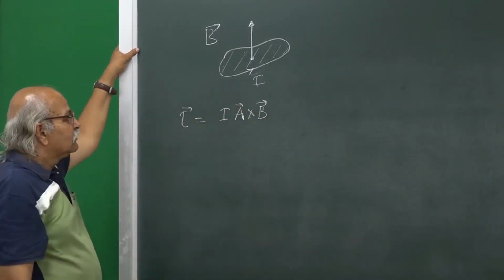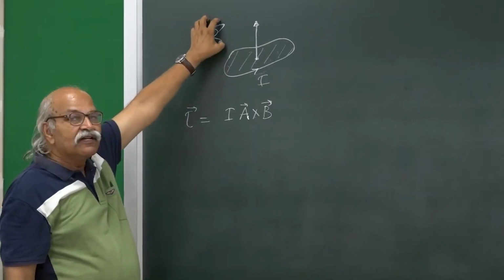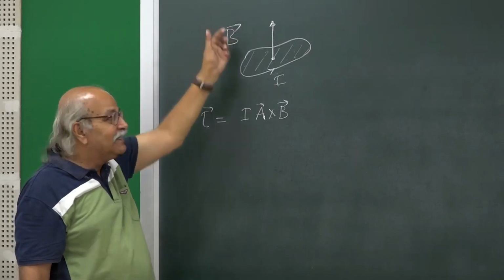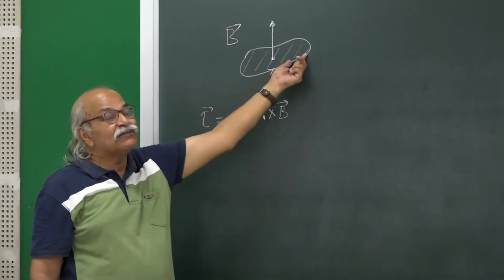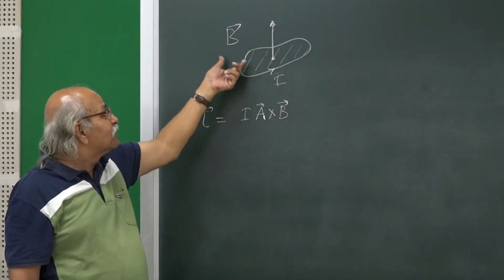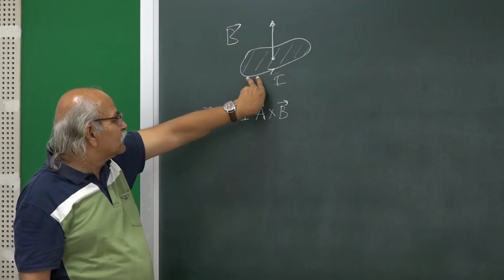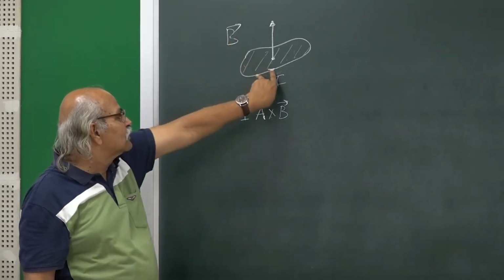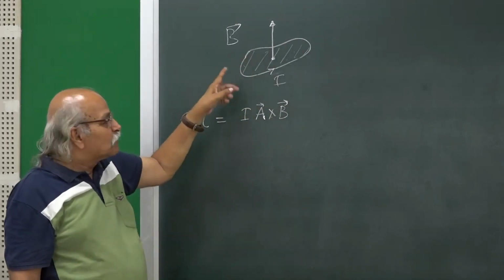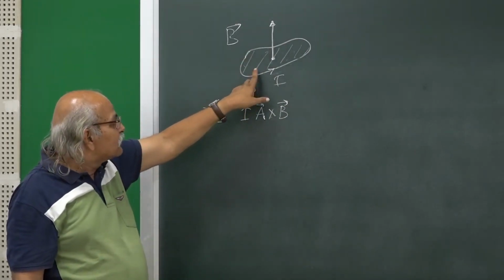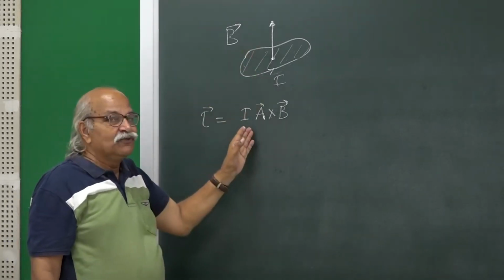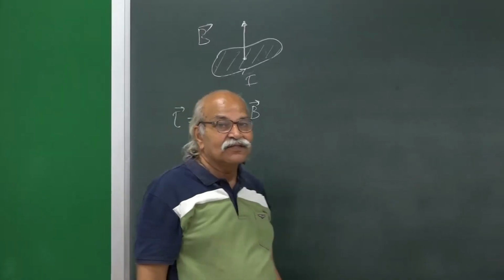This is the torque because of the force that the magnetic field exerts on each of the current elements. The net force is 0, but it is exerting force on this part, this part, this part, this part, and so on. The net is 0, but all these individual forces have torques, and these torques add to give you this I A cross B.